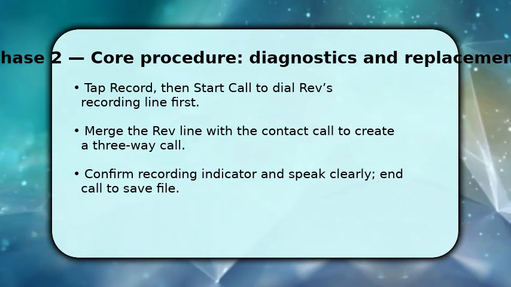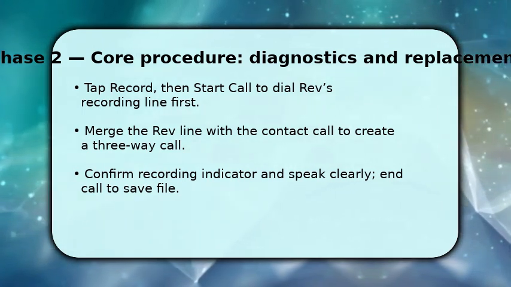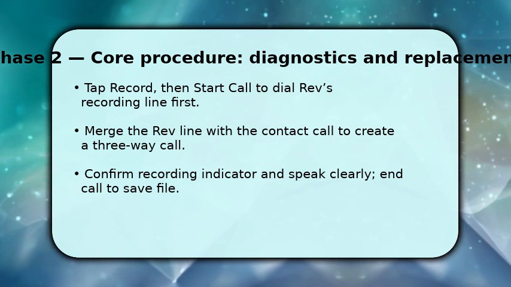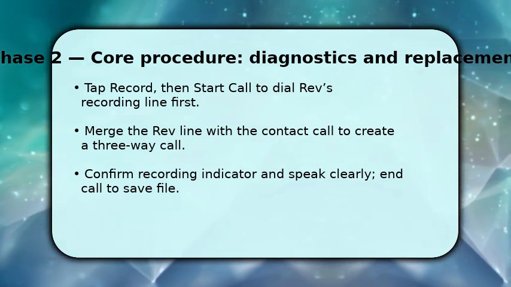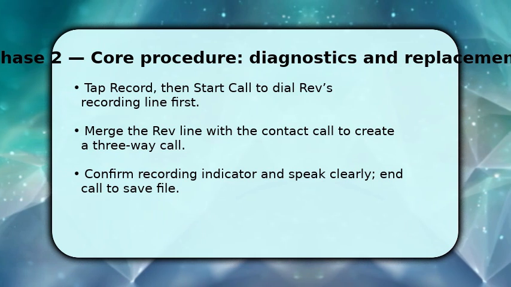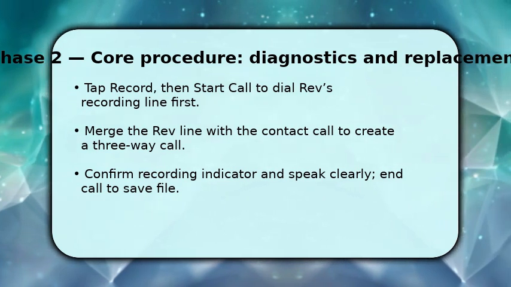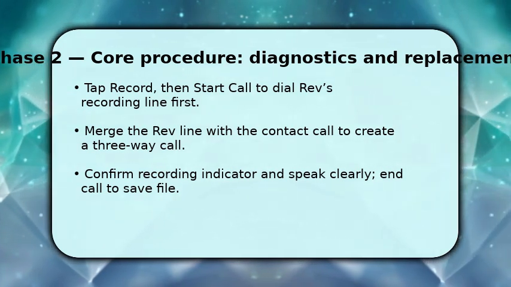While connected, check the recording indicator and speak clearly. Background noise reduces quality. When finished, end the call. Rev finalizes the file and uploads it to your account for transcription or download, which saves you manual work.